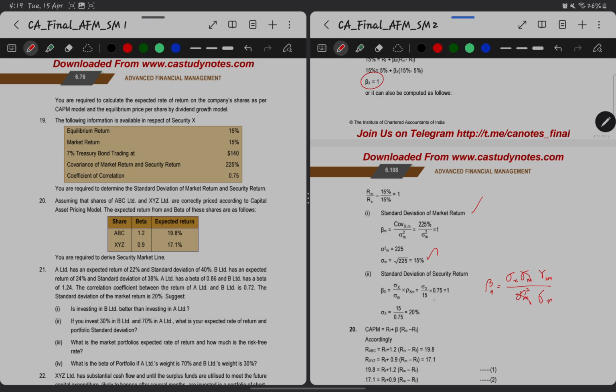Keeping beta as 1, and then the correlation coefficient they've given us 0.75, and the standard deviation of market return is 15. Keeping that, we can find out the standard deviation of security return, which is nothing but 20 in our case.